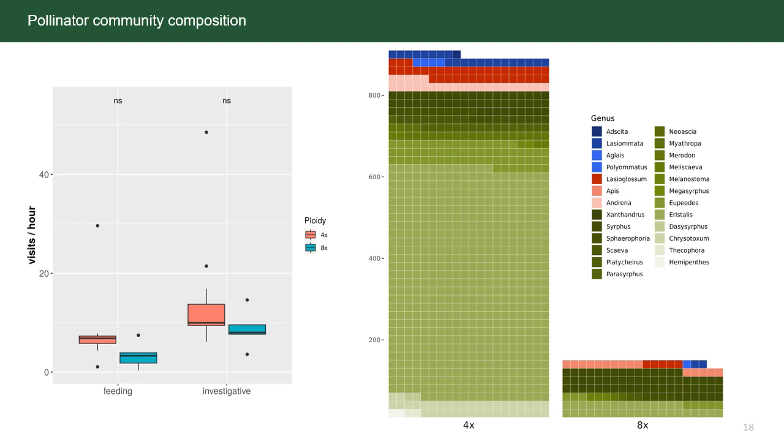Although the hourly visitation rate did not differ significantly between the two ploidy levels, neither for the feeding visits nor for the investigative visits, the two cytotypes had two distinct community compositions, so different pollinators were making the majority of the visits for the two cytotypes. On the column on the right, that is the shallower one for the octoploids, you can see that it's dominated by dark greens, and these mostly correspond to Syrphus, one genus of the hoverflies, whereas the column on the left, that is tetraploids, is dominated by the light greens. Those correspond to the Eristalis genus, another common hoverfly.